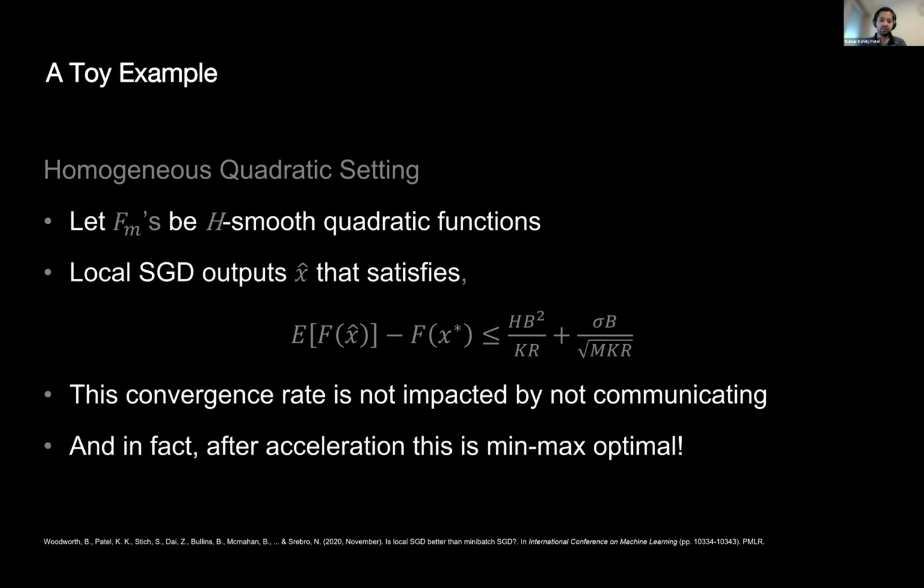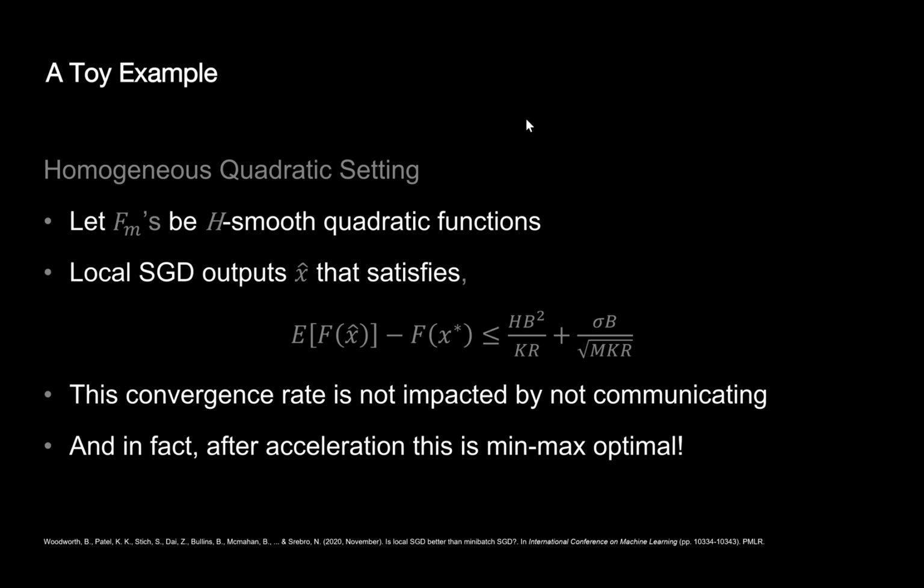And we can not just show this result, but we can even show that when you accelerate local SGD, it's the min-max optimal algorithm to use in this setting. And the reason this happens is because the quadratic setting is almost too simple. It's because the quadratic setting allows you to have linear gradients, and thus even without averaging, your iterates behave in expectation as if they were being averaged.